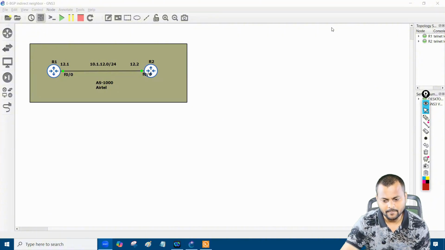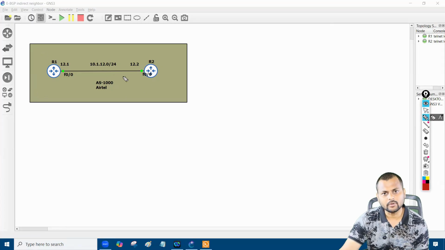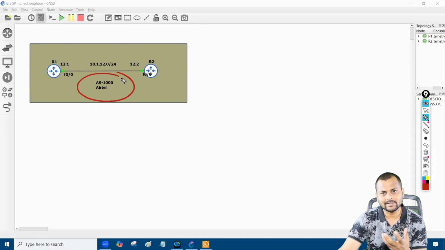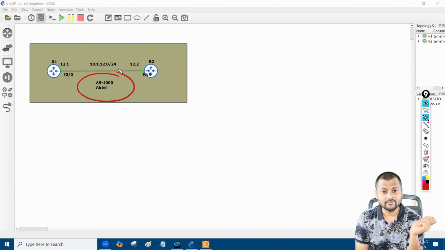Understand this example right now. You can see that we have router number one and router number two. Router number one and router number two belong to the Airtel company. They belong to the same autonomous system number, which is 1000. This neighborship is called an IBGP neighborship. Now, IBGP is a recommendation to run in a transit AS.